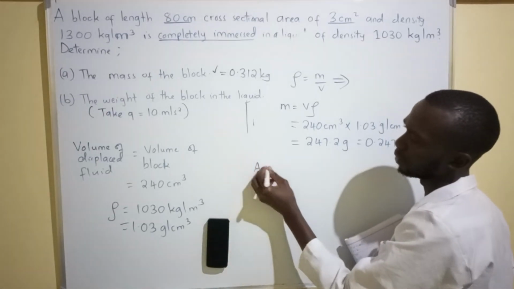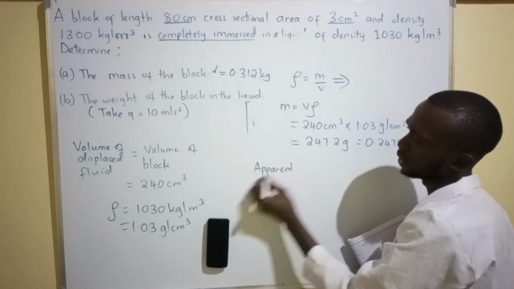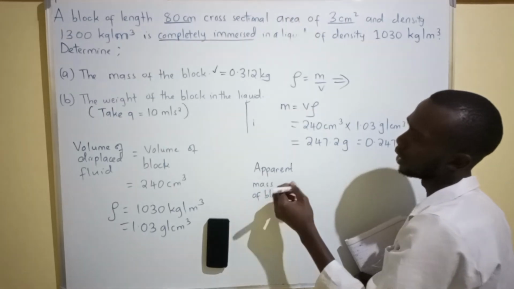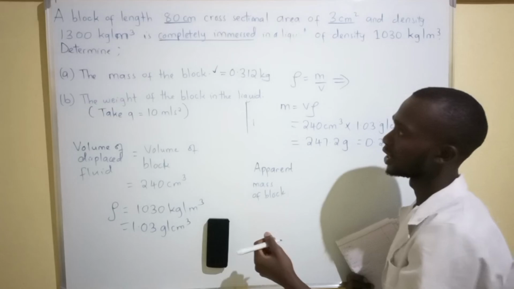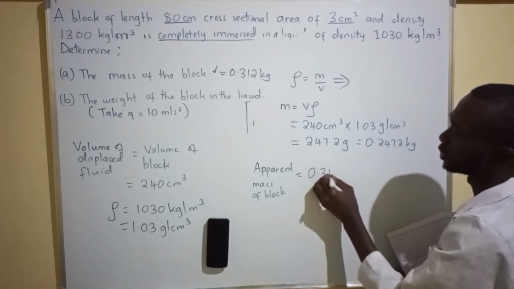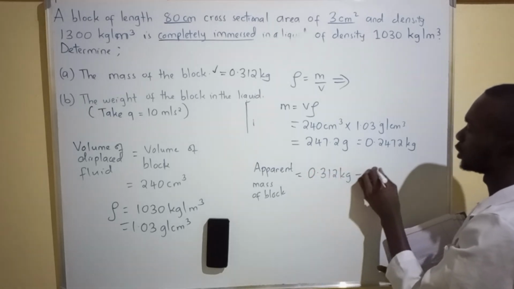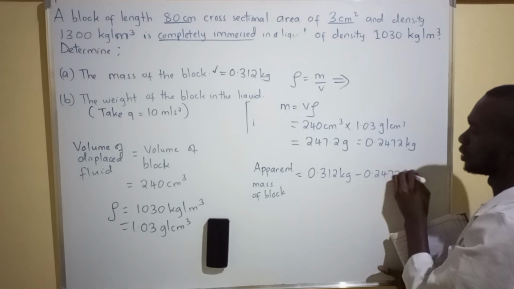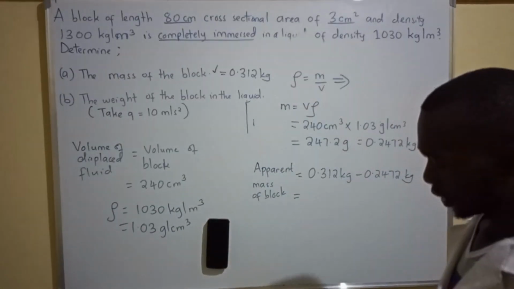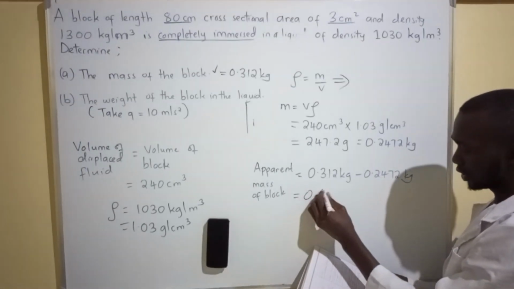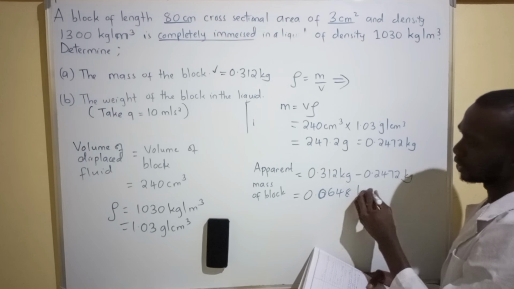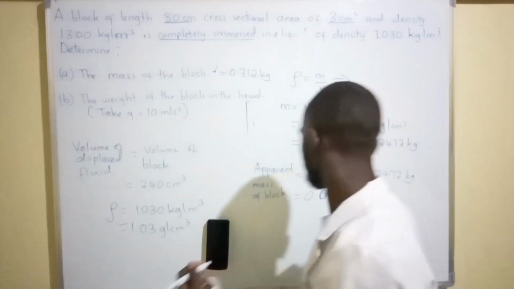The apparent mass of the block is the mass of the block when it is immersed in this liquid. The mass of the block in air, 0.312 kilograms, minus 0.2472 kilograms. So this gives you 0.0648 kilograms. So this is the apparent mass of the block, 0.0648 kilogram.